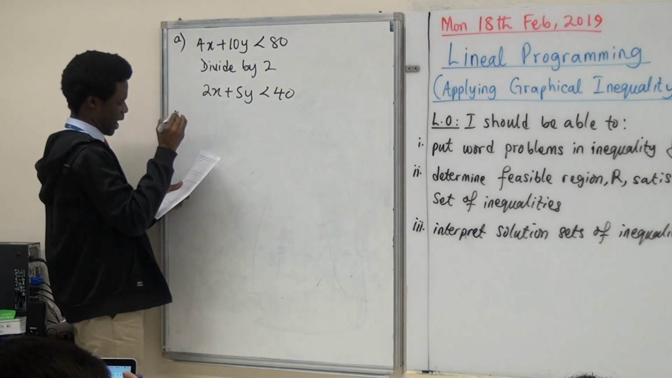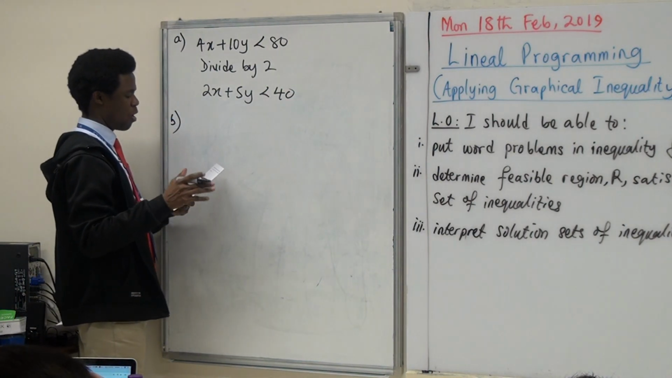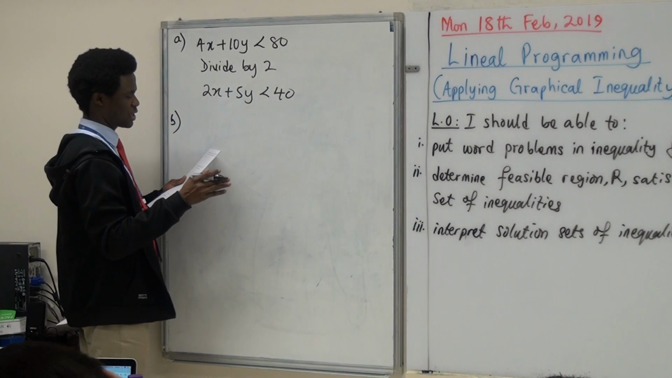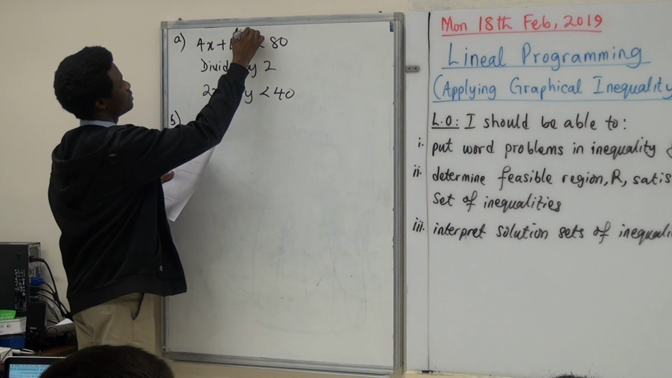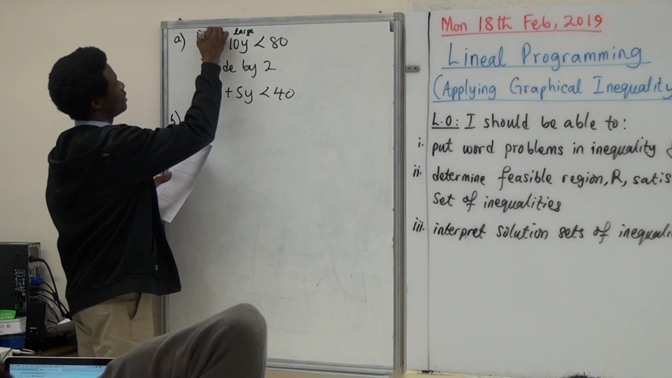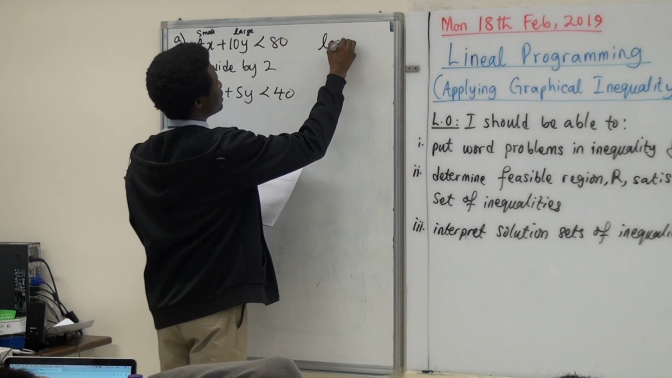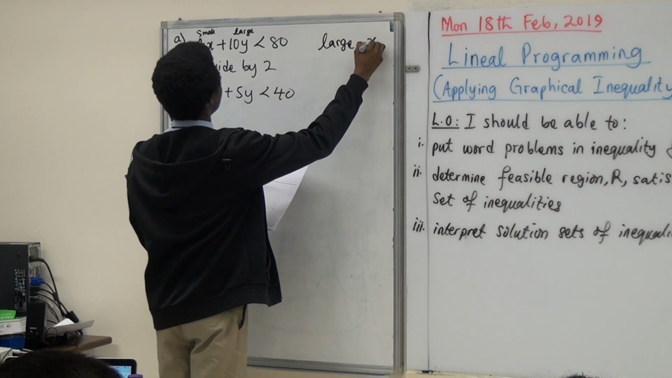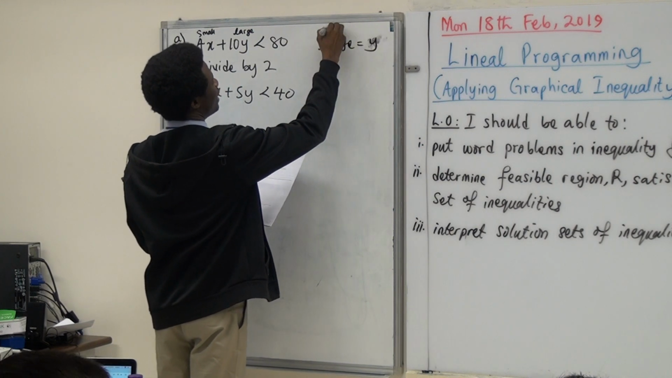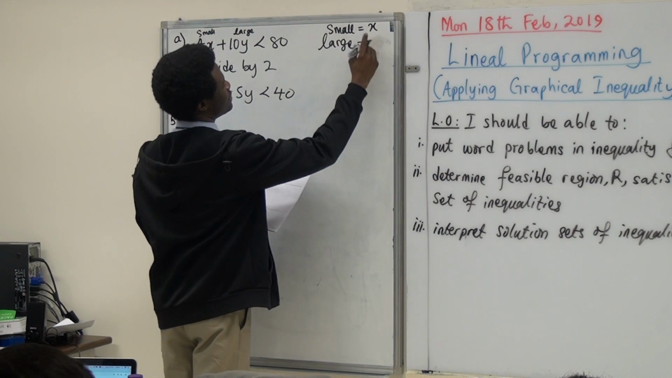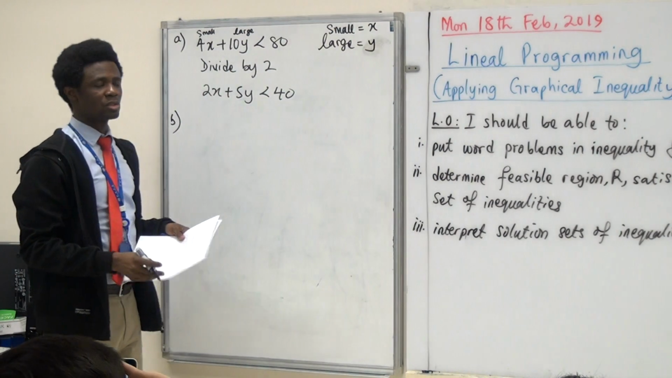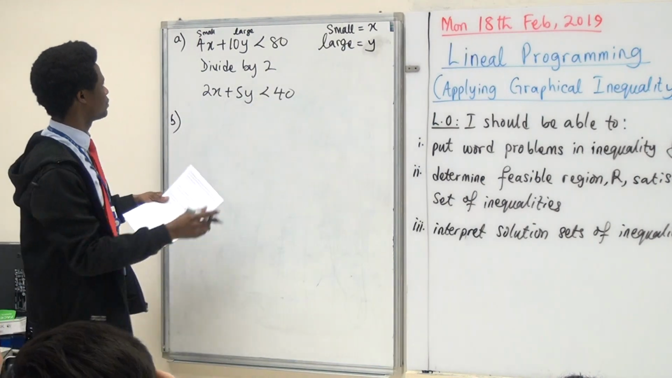In the second part, it buys more large sacks. Which one is the large sack? The y one. So this is the large, this is the small. So the number of large sacks is y, while the number of small sacks to buy is x. Okay? So x small, y large.